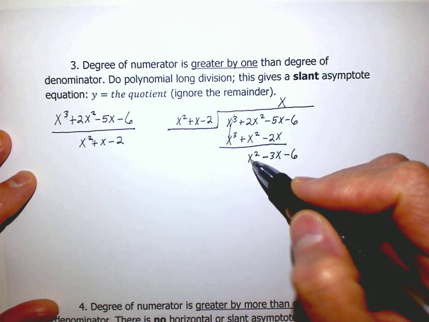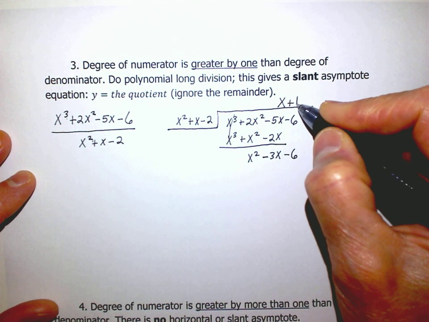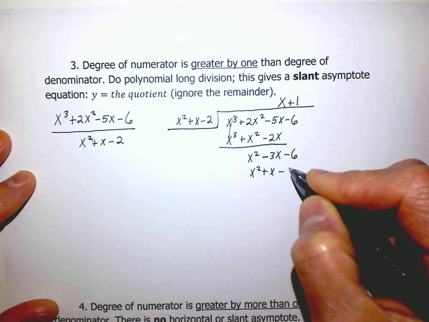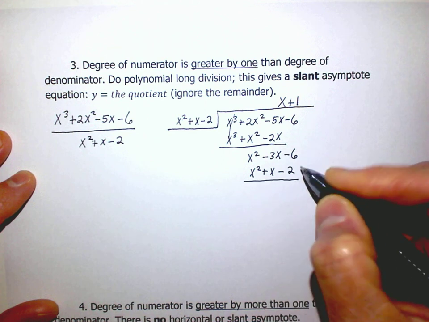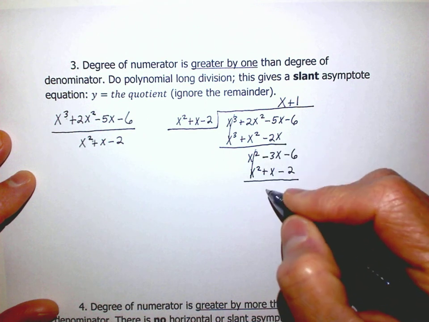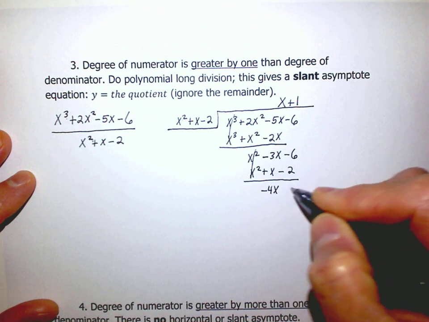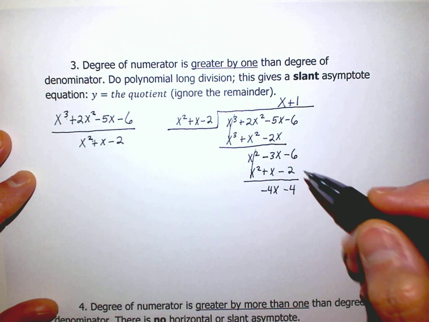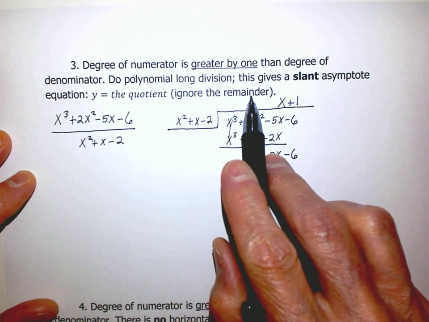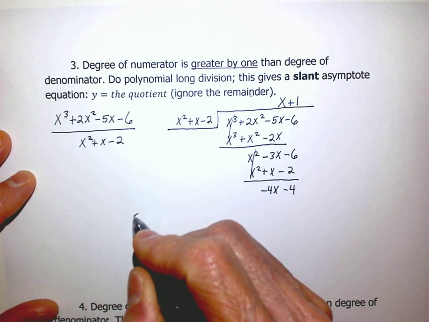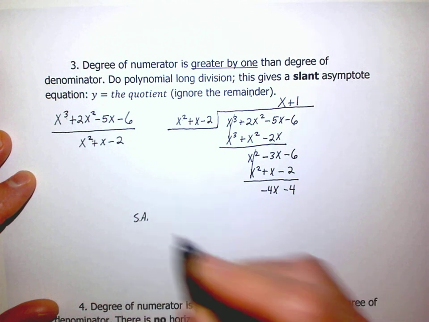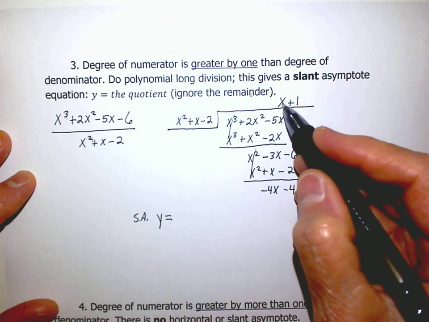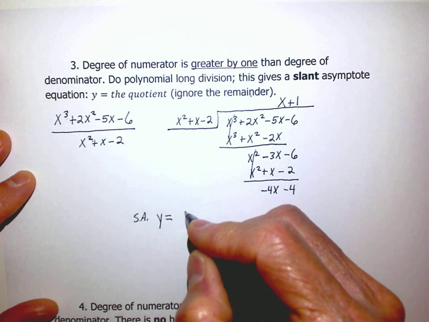X squared goes into x squared 1 time. Multiply. Subtract, that goes away. That gives me negative 4x minus 4. I'm finished. This is my remainder. We ignore the remainder. We will have a slant asymptote at y equals the quotient. The quotient is the answer, x plus 1.